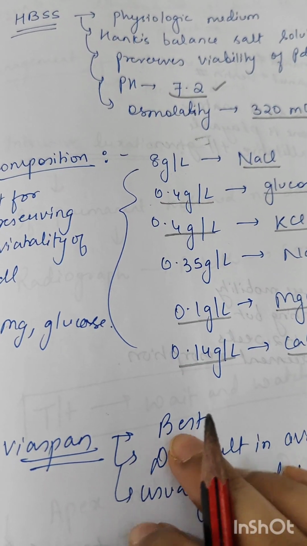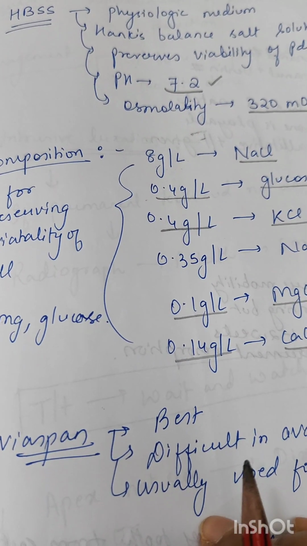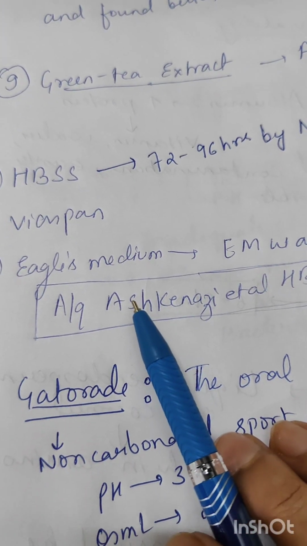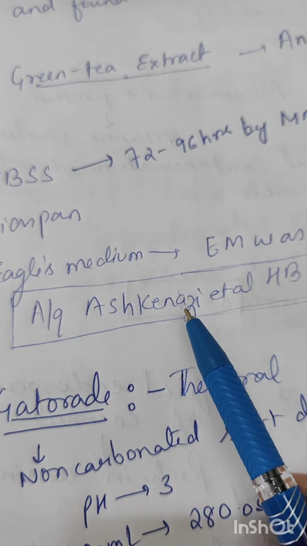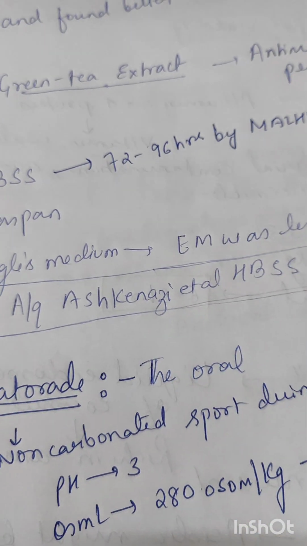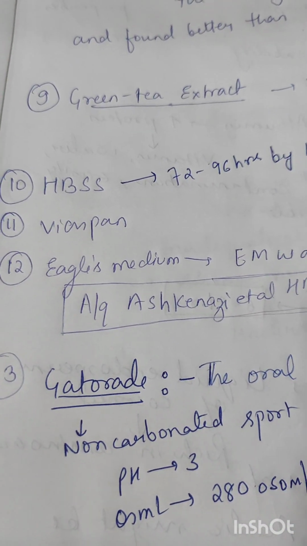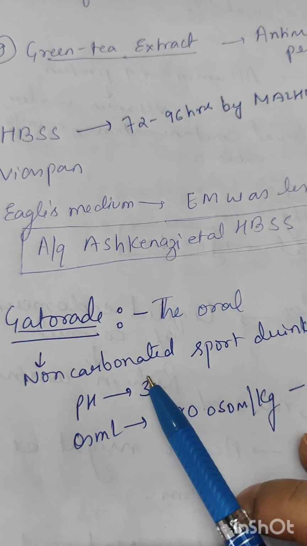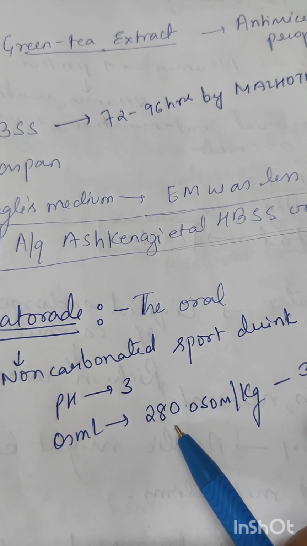Viaspan is considered to be the best, but it is difficult to obtain, and it is usually used for organ transport. Then Eagle's media, according to Ashkenazi et al., is less effective than HBSS and milk. Gatorade, a non-carbonated sport drink, pH is 3, osmolarity 280 milliosmolarity per kg.